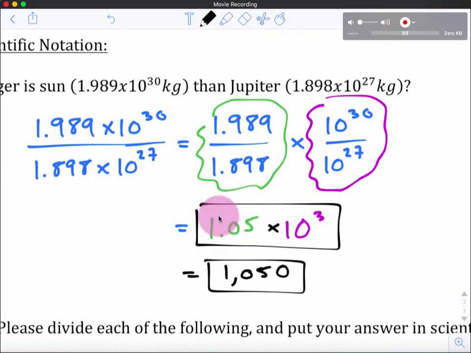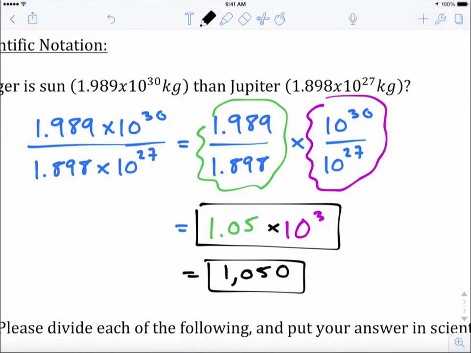Yes, of course, this number is important as well, but even if this was an 8, that only makes so much of a difference. This power on the 10 is the real big indicator. When we're talking about these really big and really small numbers, some quantities are going to be thousands, millions, billions, trillions of times bigger than the other.